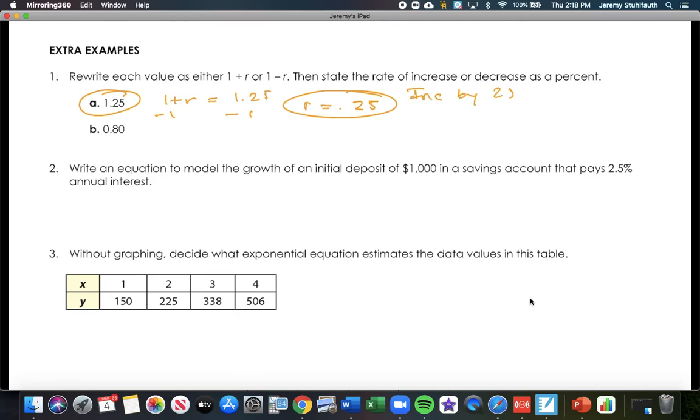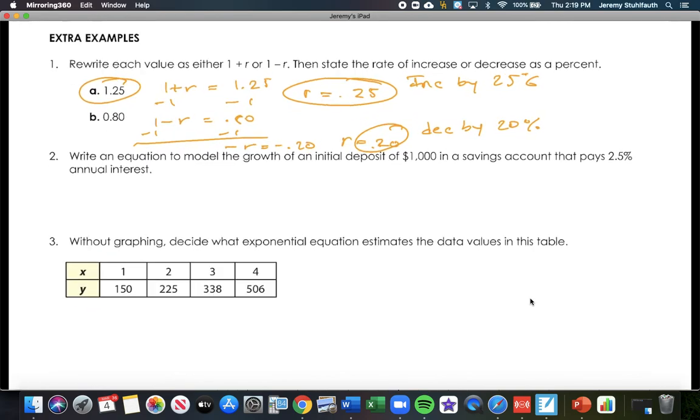So that would be a rate of increase by 25%. And then if you take a look at the second one, it's decay. So 1 minus R is 0.80. Subtract 1, you get negative R is equal to negative 0.20. That gives you R is equal to 0.20. And so that's going to be decreasing by 20%. Okay.